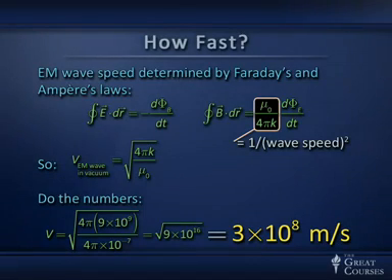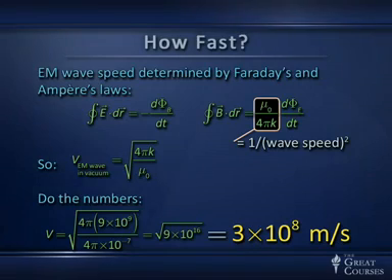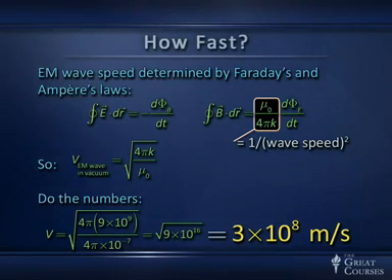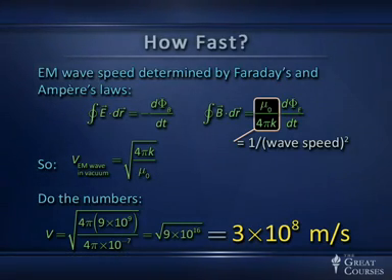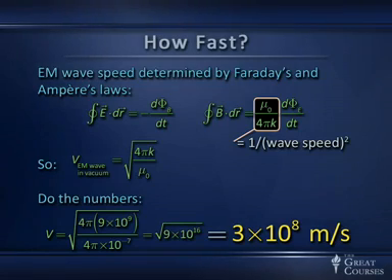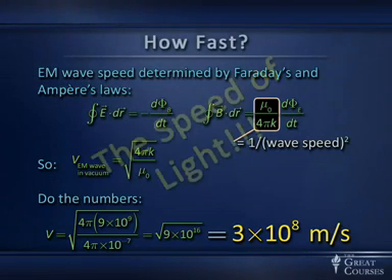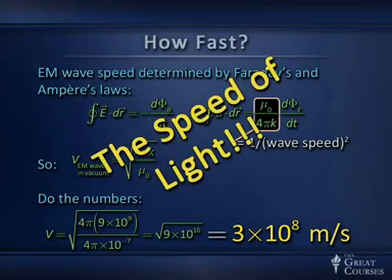Take the square root of 9, you get 3. Take the square root of 16, you get 8. 3 times 10 to the 8th meters per second. Now, you may have heard that number before. It's a big, fast speed. But it's a known speed. It was a speed that had been known for a couple centuries before Maxwell's time. It is the known speed of light.